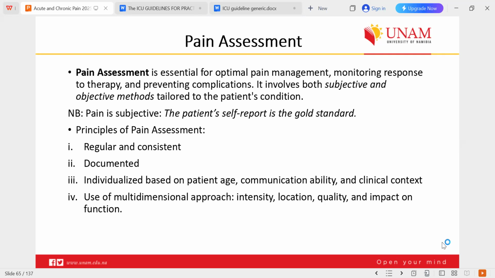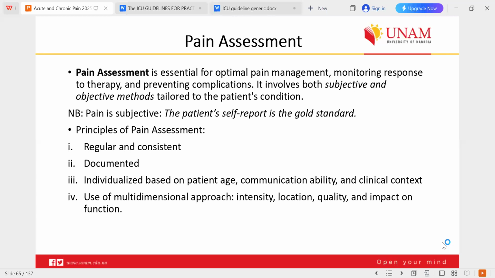In assessing pain, remember always that the patient's self-report is the gold standard. What does that mean? It is what the patient says it is. It is where the patient says the pain is. So pain is very subjective, and the patient's report is the gold standard in assessing pain.